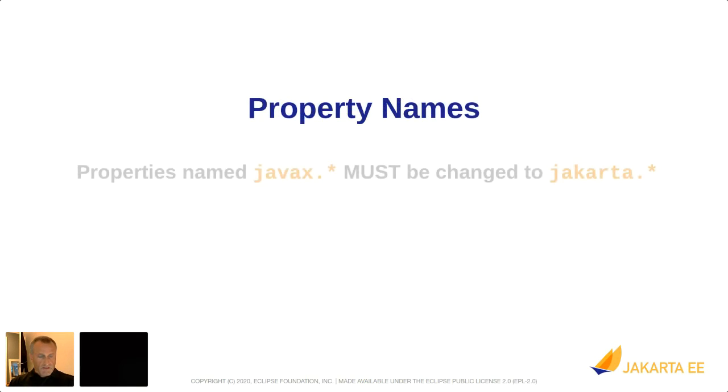Property names. All properties that are javax should be changed to, or must be changed to, jakarta. And that is part of the namespace change. It's not the Java package, but it's the actual property name. So these will be changed as well.